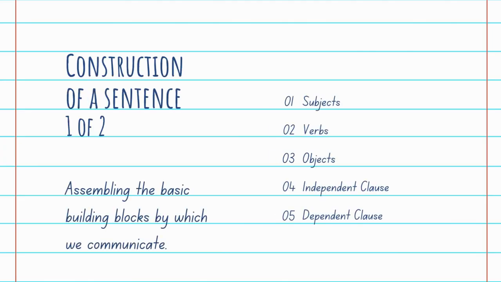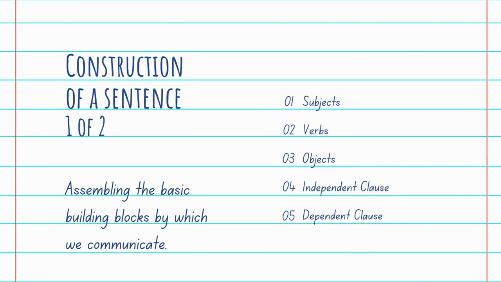So in the construction of a sentence, we're going to talk about assembling the basic building blocks by which we communicate. We're going to talk about subjects, verbs, objects, independent clauses, and dependent clauses. So subjects are nouns. They're the main person, place, or thing in a sentence. Verbs are action words. Objects are words that receive the action of the verb.